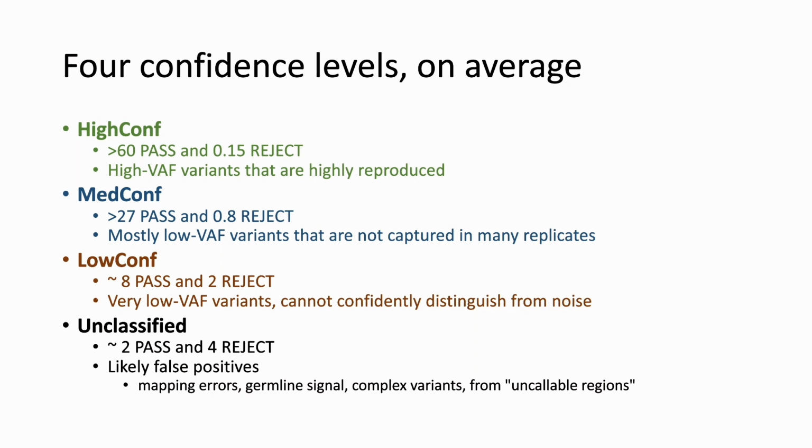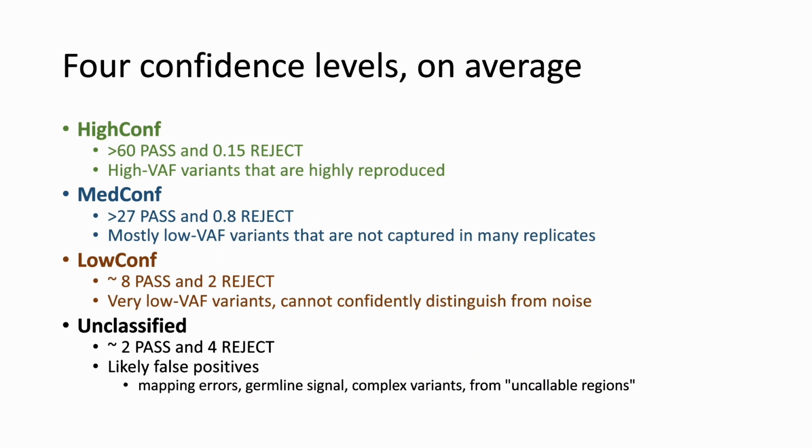For MedConf calls, there tend to be almost half of the examples where they are called as pass, but fewer than 1 reject. They are mostly low VAF variants that are not highly reproduced across many replicates, but they also don't have the kind of sequencing features that will make them false positives.